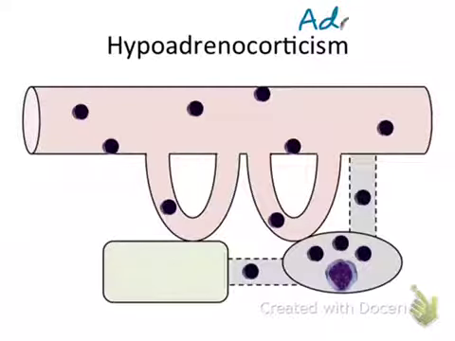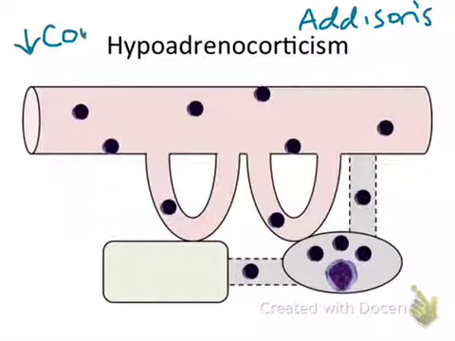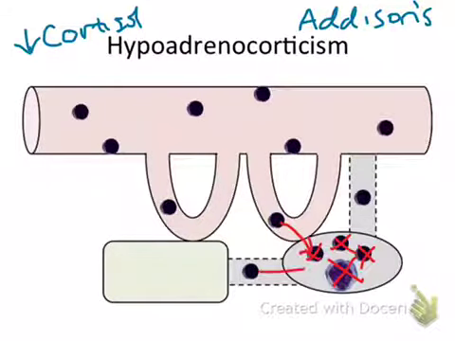Hypoadrenocorticism is also known as Addison's disease, and it's a condition in which there's failure of the adrenal cortex to produce cortisol and aldosterone. And the mechanism for the lymphocytosis with Addison's disease is a deficiency of cortisol. So cortisol normally causes lympholysis, so lymphocyte death, and it also homes lymphocytes to lymph nodes.